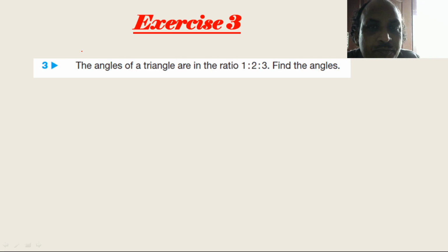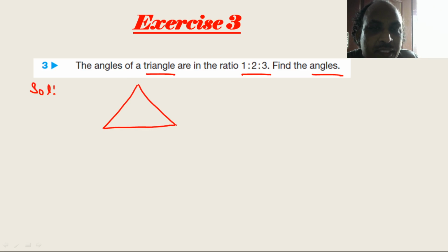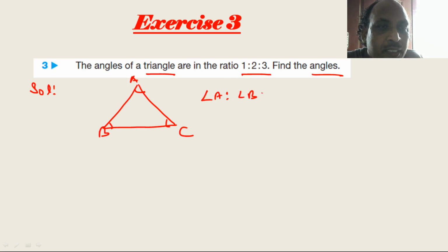Next question. The angles of a triangle are in the ratio 1:2:3. Find the angles. In this, a triangle is given to you. You know that a triangle is formed by three sides. The three sides make three angles, angle A, angle B and angle C. We are already given that the ratio of the angles of the triangle, angle A to angle B to angle C, is equal to 1:2:3. Now we need to find the separate angles, right?